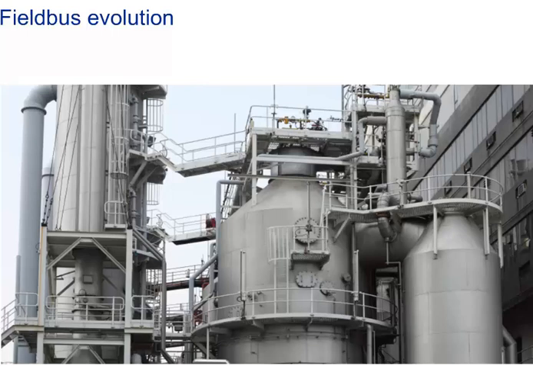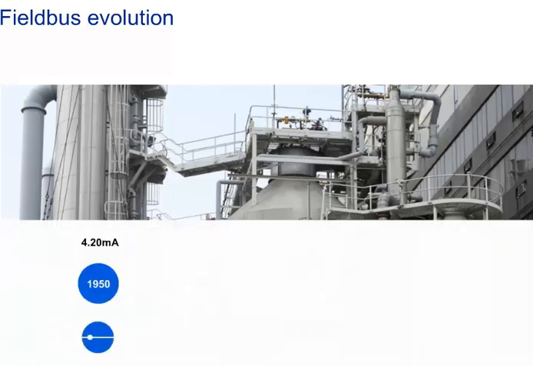How has bus technology evolved? Well, everything started in the 1950s with the 4 to 20 milliampere technology. In those days, a field device delivered just a single piece of information, one measuring signal per device, transmitted via 4 to 20 milliamps. In the 1980s, the first smart transmitters were invented, using the HART protocol for transferring more information, plus the device parameters.